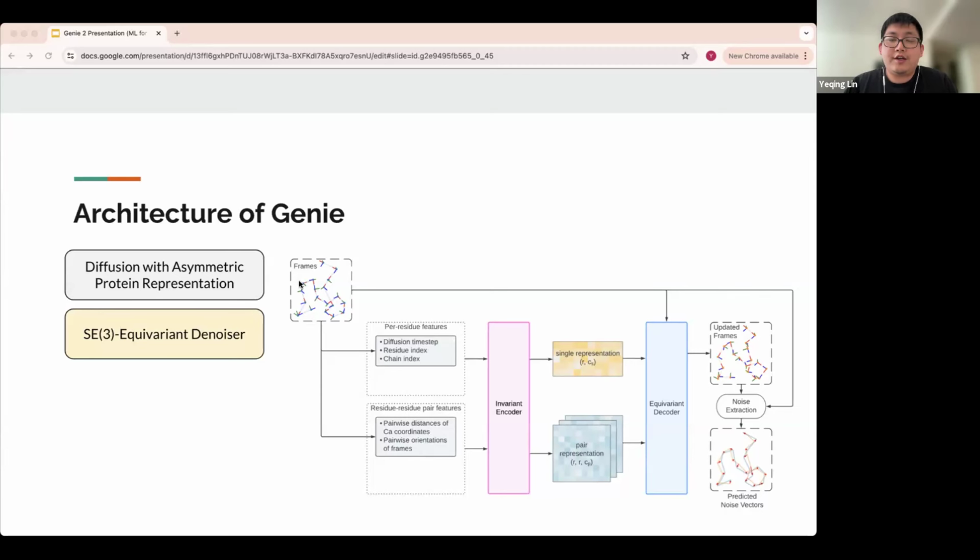And building on this architecture, we introduce Genie 2 with more components to improve the model performance.